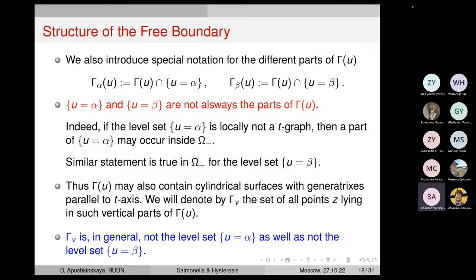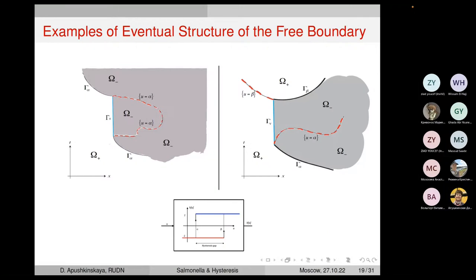What does t-graph mean? Okay, maybe I just move here. We may have such a case. Let's try to understand. We have omega plus where the hysteresis is plus one, and omega minus where the hysteresis is minus one, and the level set U equal alpha. So it's not a graph in the time direction. It's multivalued. Yes, by graph you mean just a univalent function? Yes. And why does that happen? I cross the level set U equal alpha, but I have no change of the phases.